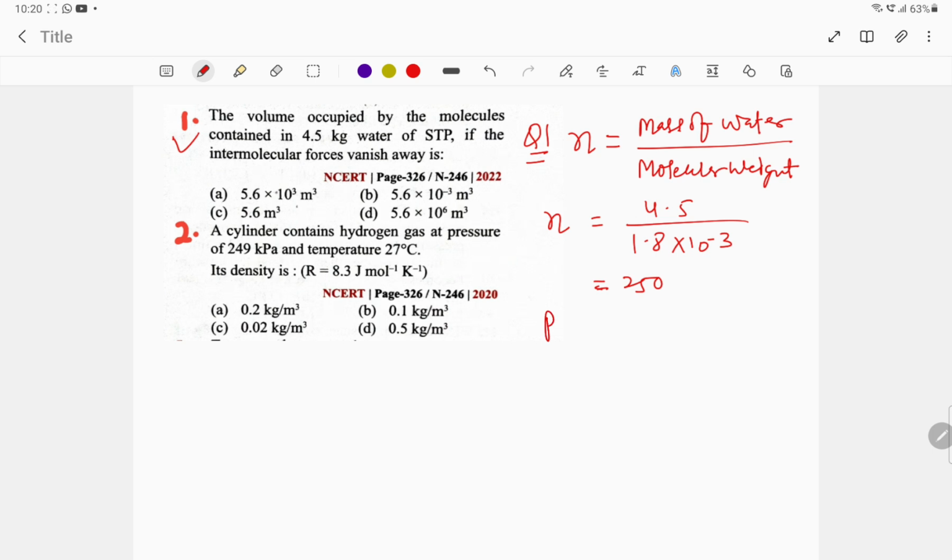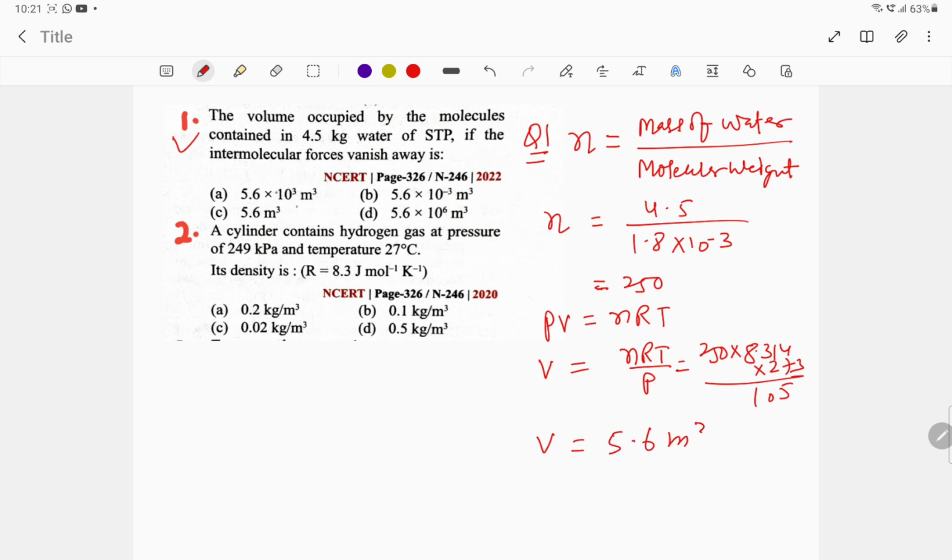And we know that what is PV? PV is equal to nRT. So what is V? V is equal to nRT upon P. So this is equal to 250 into 8.314 into 273 divided by 10 to the power 5. So after calculating this value, we get 5.6 meter cube. So this is the correct answer.